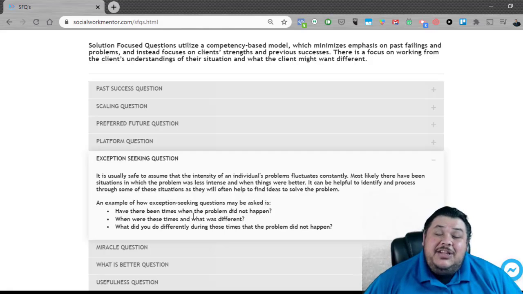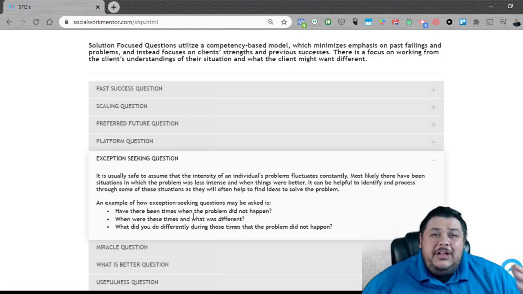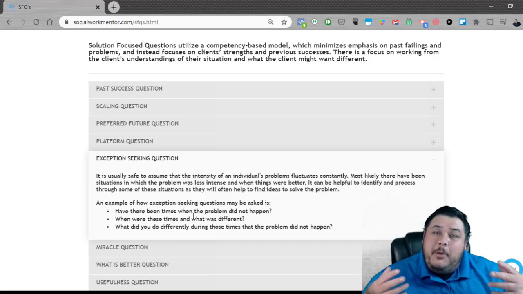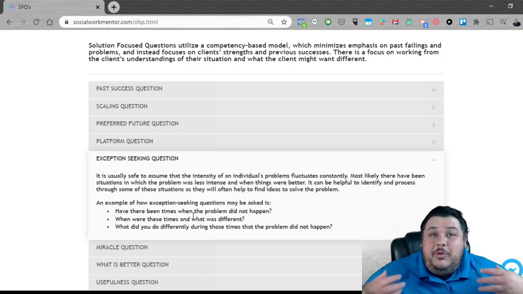The second thing you're going to want to follow up with is, when were these times and what was different? So now you're helping them focus in a little more and get a little more granular about what those more positive experiences were like. Maybe you'll guide them through a discussion about how old their child was when things were going a little differently, a little more positive. Where did they live at that time? What grade was their child in? What job did they have? What was their state of mind at that time as the parent?